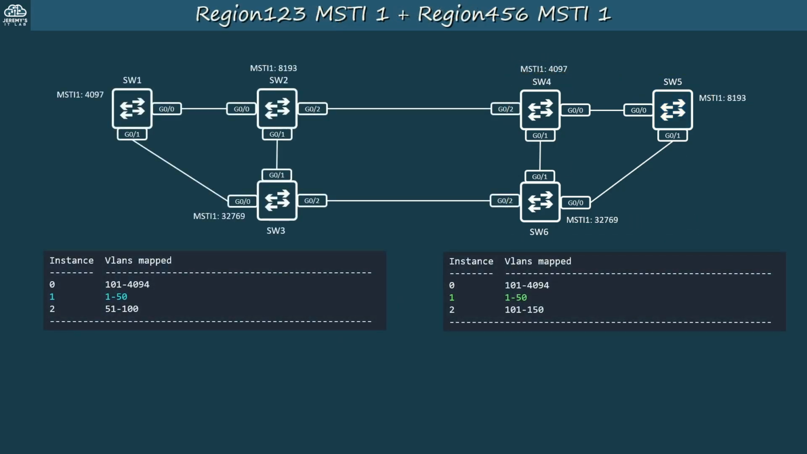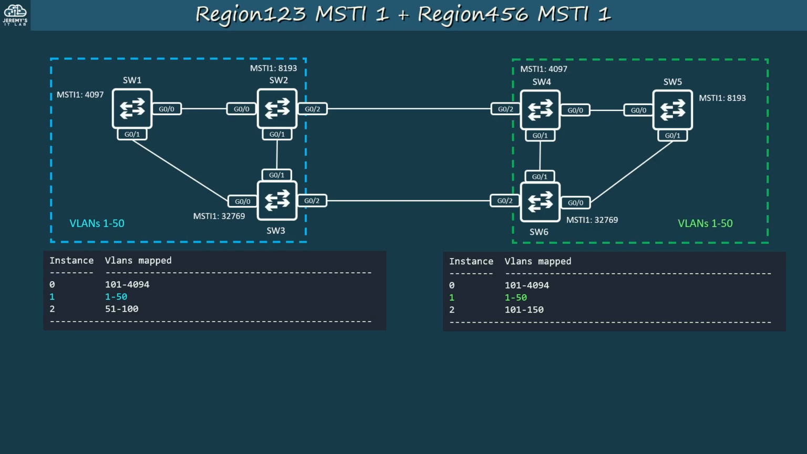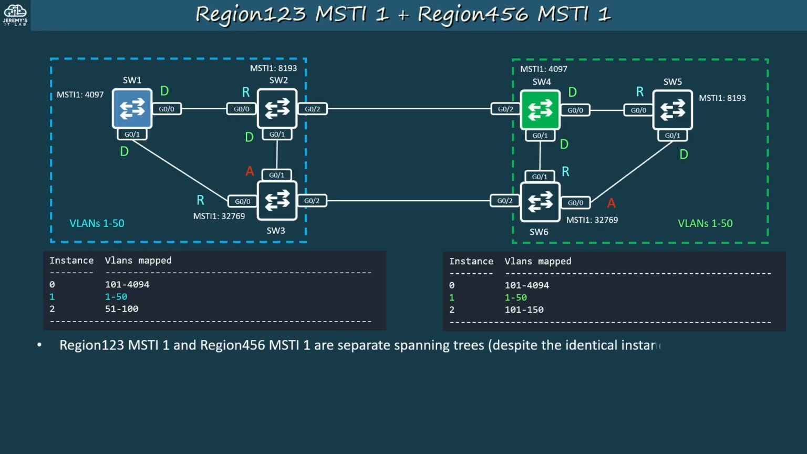Finally, let's examine Region 123's MSTI 1 and Region 456's MSTI 1 together. Region 123's MSTI 1 includes VLANs 1 to 50, and so does Region 456's. Region 123 has its own root bridge for the instance, switch 1, and so does Region 456. Switch 4 is the root bridge in this case. Here are the port roles in Region 123 and the port roles in Region 456. Notice that Region 123 MSTI 1 and Region 456 MSTI 1 are separate spanning trees, despite having identical instance numbers and VLAN mappings.